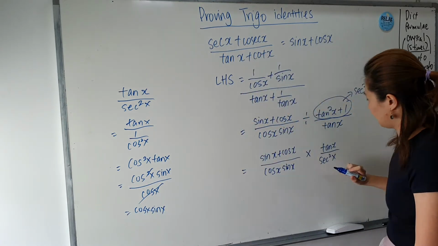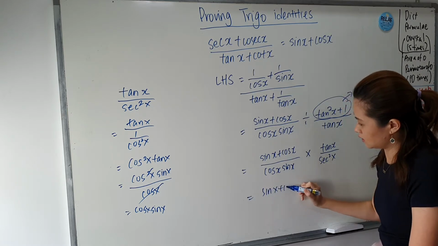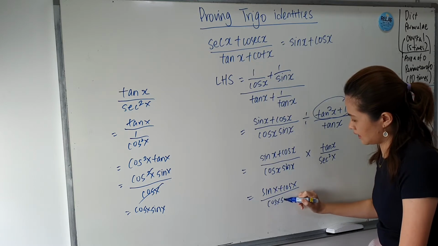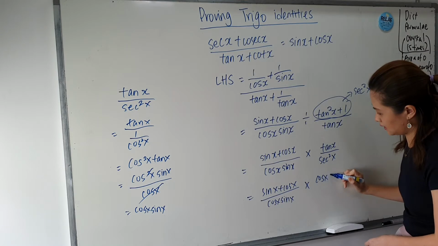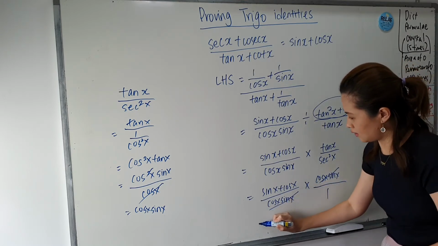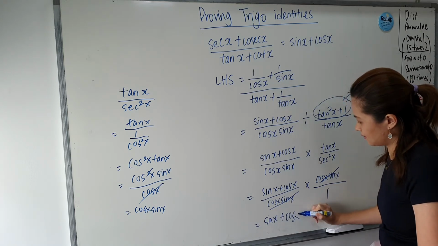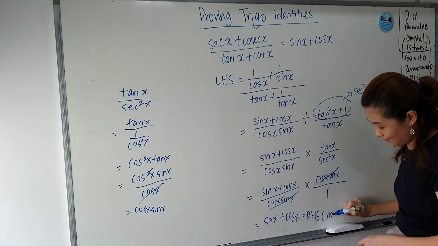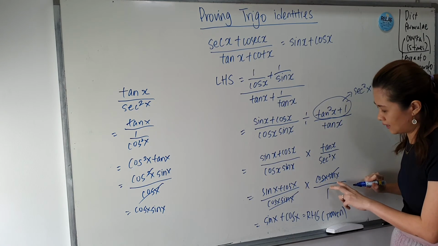Let's put this back here. So I have sine x plus cosine x over cosine x, sine x, then times cosine x, sine x. So cancel. So it equals sine x plus cosine x. Then it equals the right hand side. So it's proven. Yay!